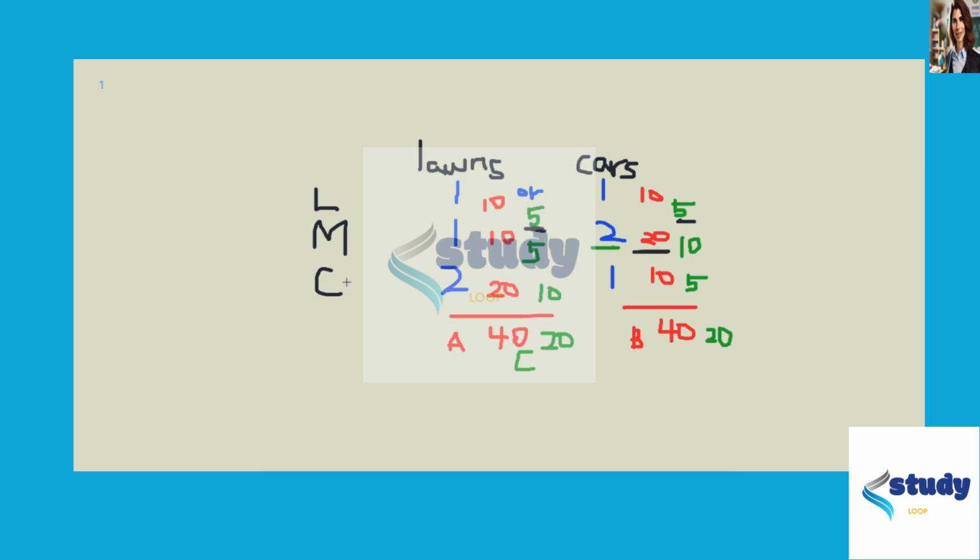And as for Curly, he doesn't have to spend time washing cars. He just concentrates on mowing lawns, so it's 20. So if we sum them up, it's 5 plus 20. So situation D, at the end, 25 lawns will be mowed. And also 5 plus 20 here, 25 cars will be washed.